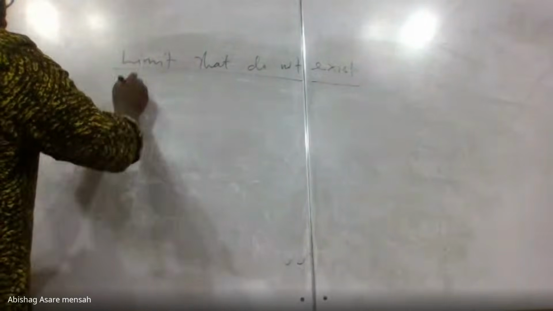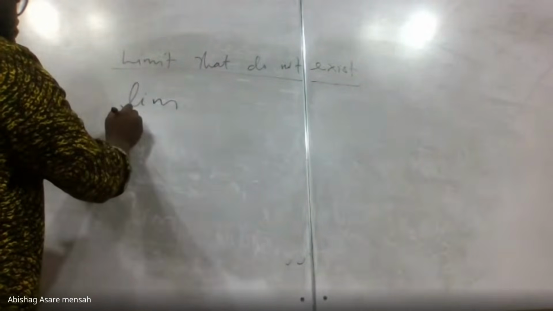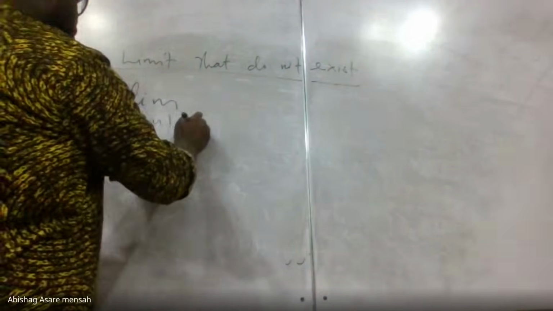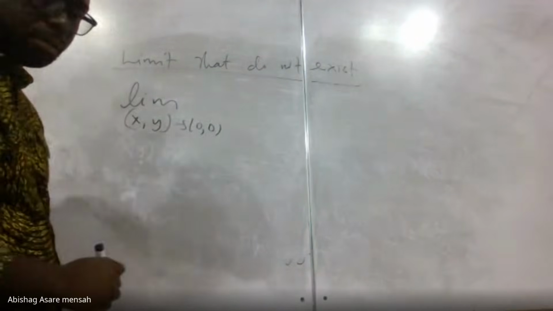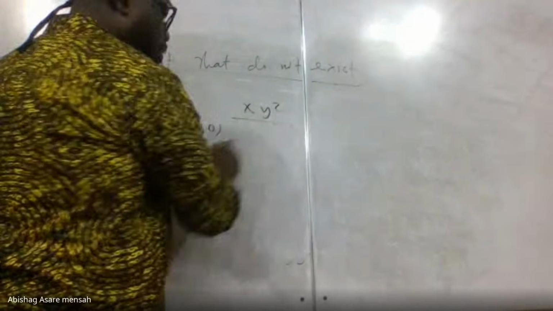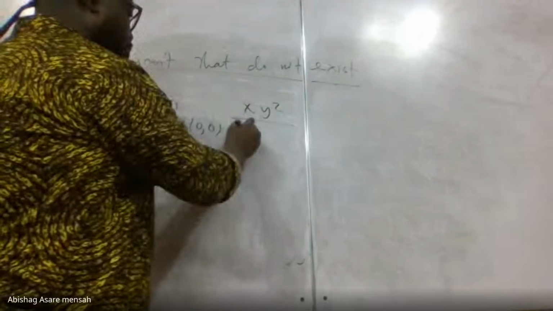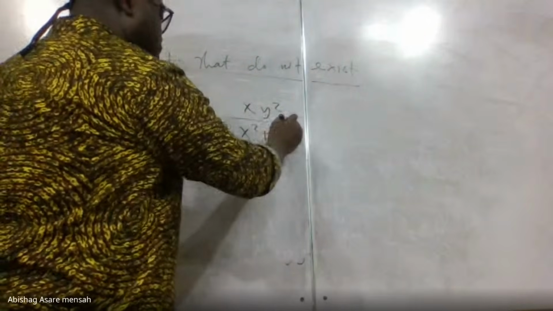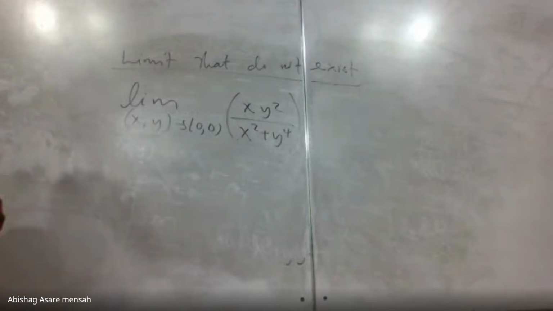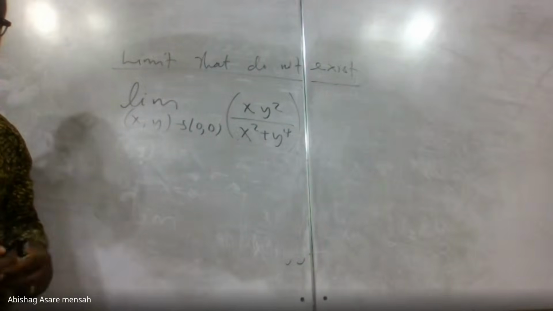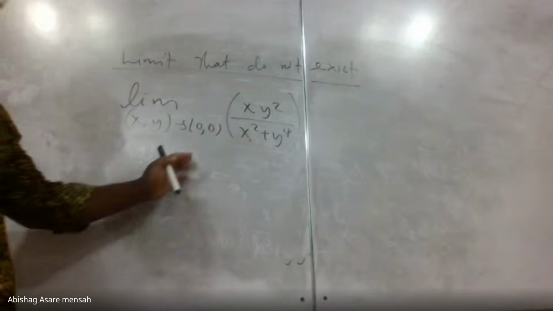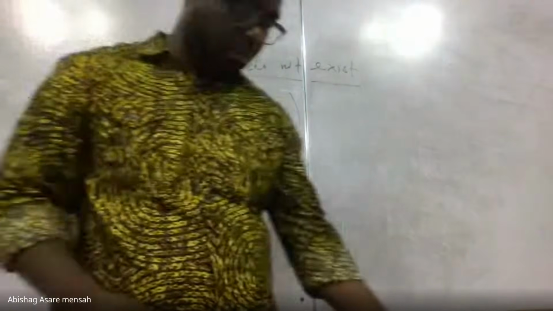Okay, so let's go on to the next one. This is as x and y approach 0. This time we have x y squared all over x squared plus y to the exponent 4. We have to show whether the limit of this function exists.